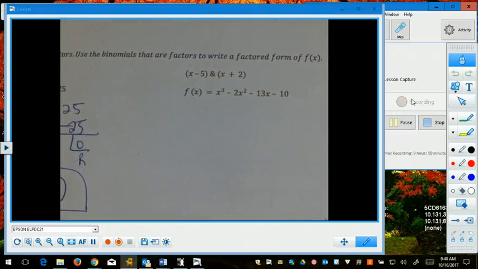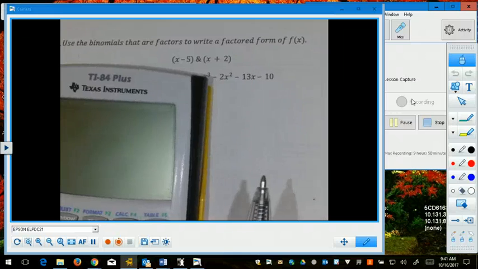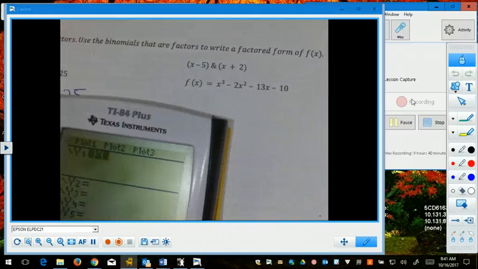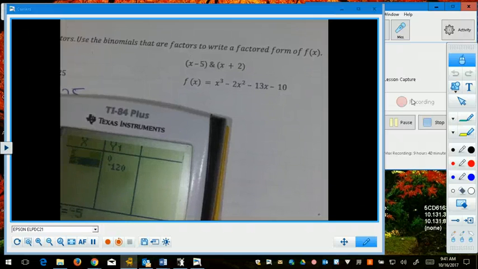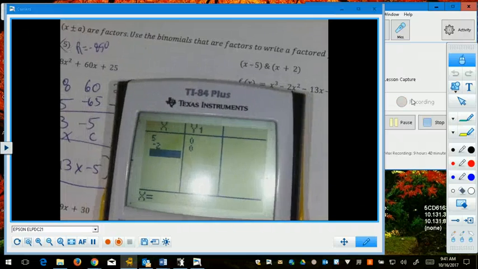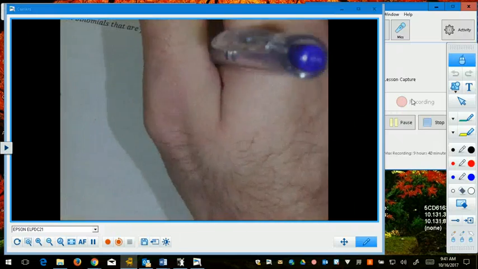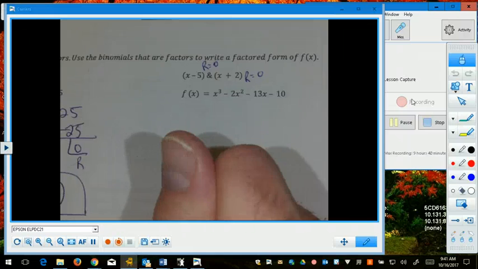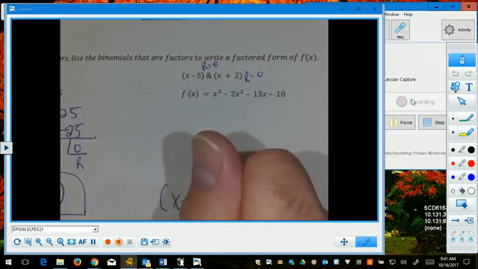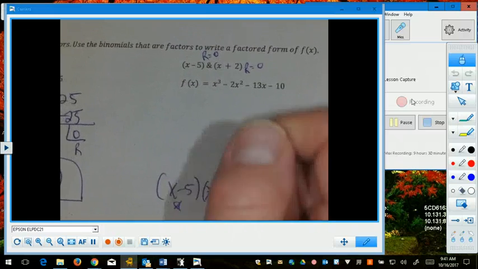All right, for our next one, it's also a cubic. And I'm going to be testing x minus 5 and x plus 2. So I'm going to plug in x cubed minus 2x squared minus 13x minus 10. And I'm going to plug in 5 and negative 2. It turns out that both are zeros. So I just have to find the third factor. So this one should be factorable. I'm going to put both of them down here, but the one I'm dividing out right now is the x minus 5.